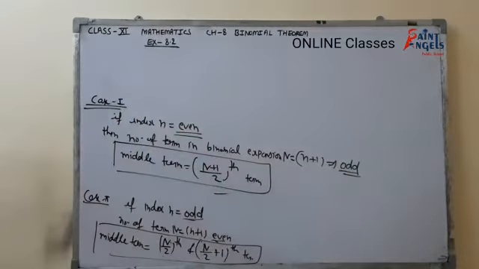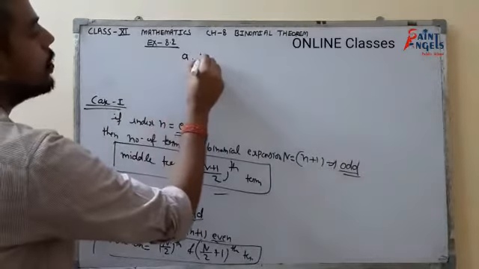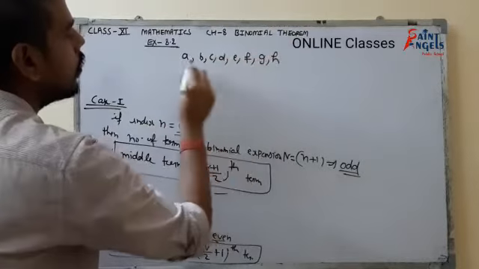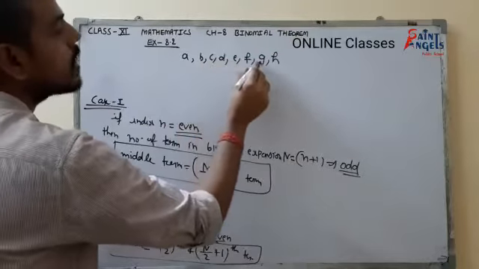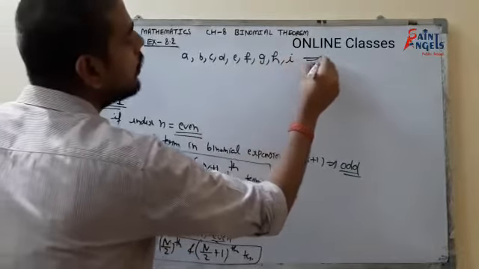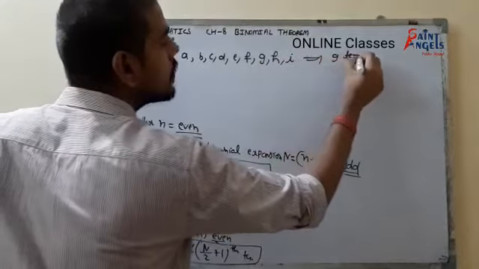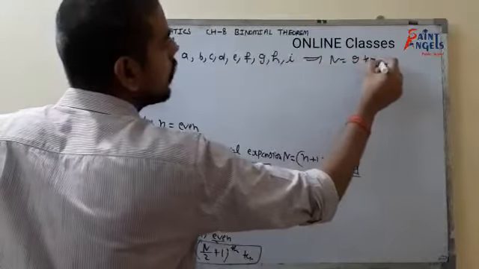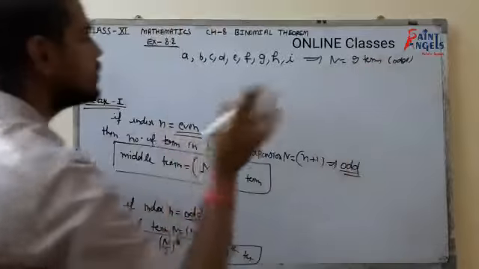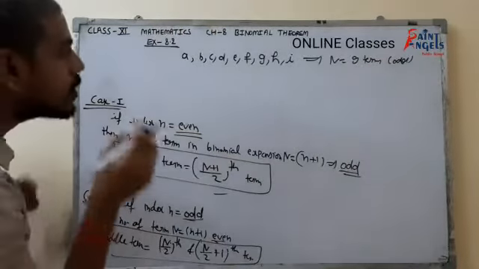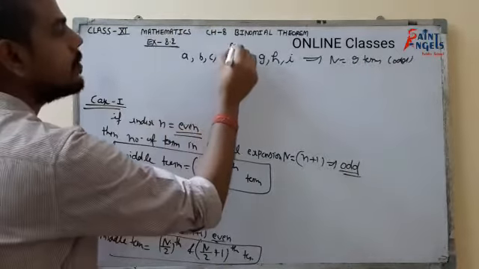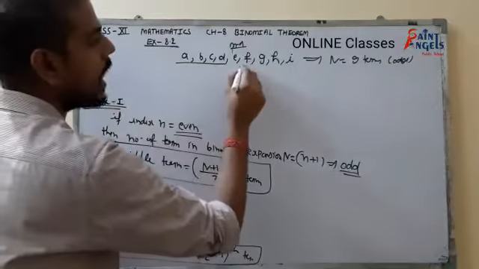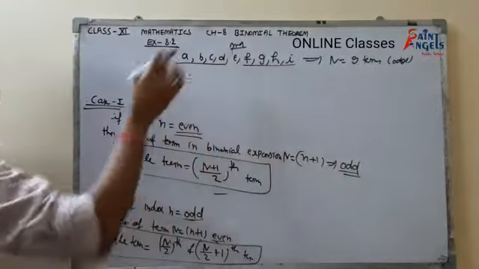Now suppose we have A, B, C, D, E, F, G, H, 1, 2, 3, 4, 5, 6, 7, 8 and 9. We have 9 terms. That is capital N. 9 terms. Odd numbers. Okay. Now just look at what would be the middle term. You easily can say that E is the middle term, because before E we have 4 letters, and after E we have 4 letters. So clearly E is the middle term.